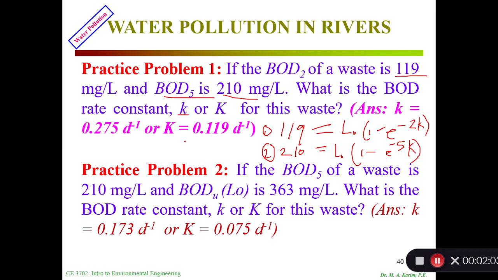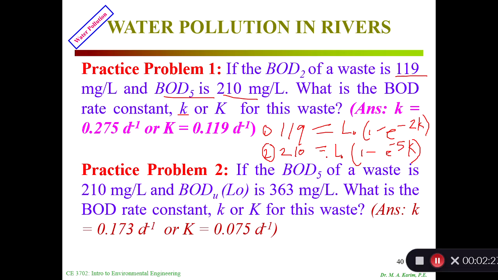We assume a k value, then come up with a value for the right-hand side, that means 1 minus e to the minus 2k divided by 1 minus e to the minus 5k. If I know the value of k, then I should be able to calculate this, and this divided by this will give me a value. Then we compare that value with 119 over 210, and if it is close, we accept it. So it's a trial and error.